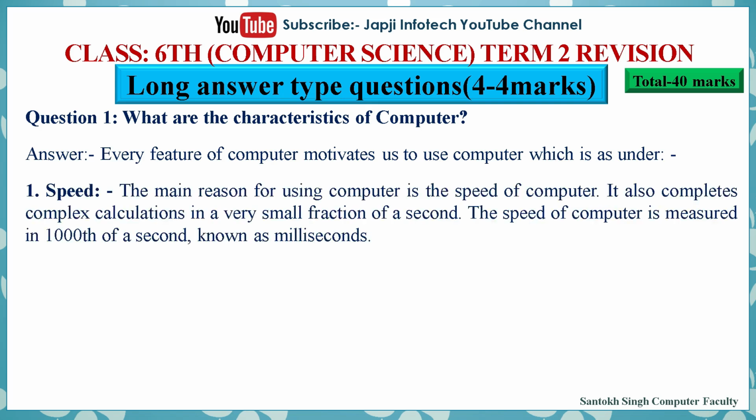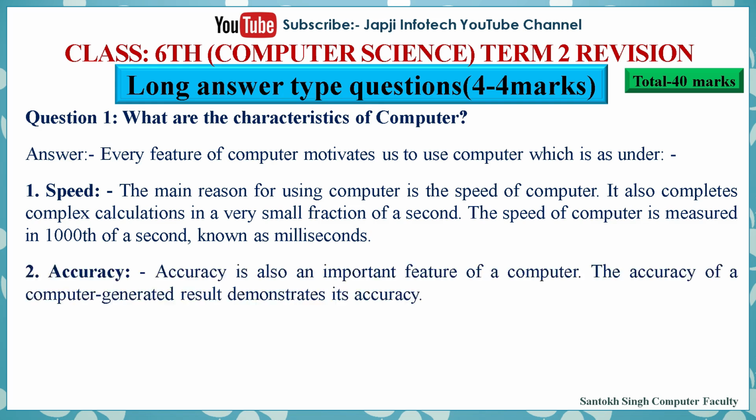The first one is speed. The main reason for using computer is the speed of computer. It also completes complex calculation in a very small fraction of second. The speed of computer is measured in thousandths of a second, known as millisecond. Second one is accuracy. Accuracy is also an important feature of a computer. The accuracy of a computer-generated result demonstrates its accuracy.